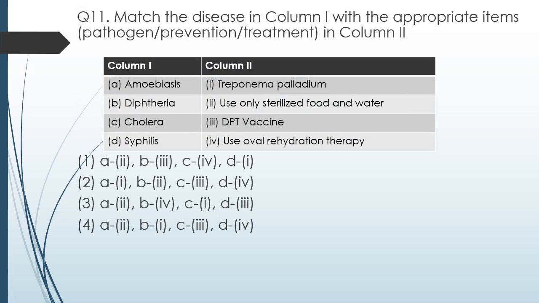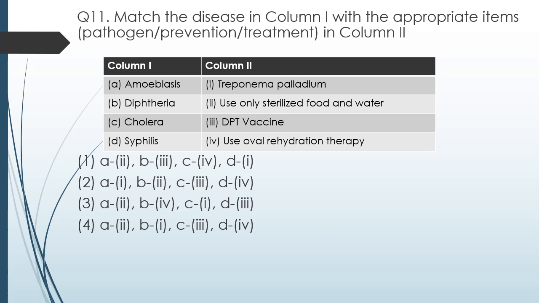Question number 11. Match the disease in column 1 with appropriate items in column 2. Appropriate items can be pathogen, prevention or treatment. Diseases given are amoebiasis, diphtheria, cholera, syphilis and column 2 contains Treponema pallidum, use of sterilized food and water, DPT vaccine, use of oral rehydration.